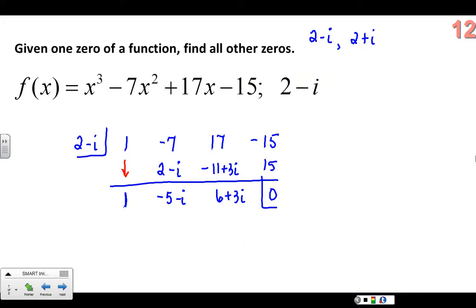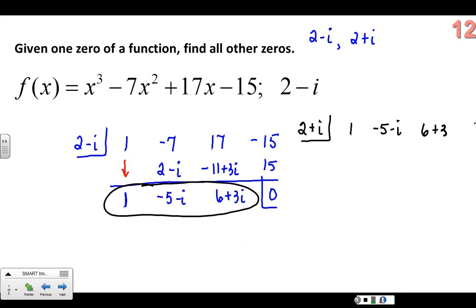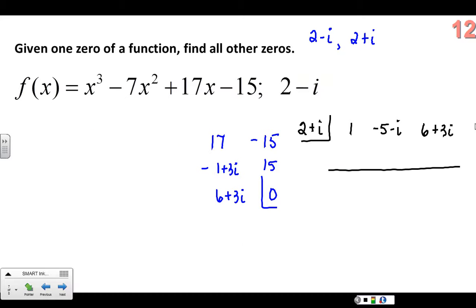So now my polynomial, or my equation, has been diminished. So now I don't have to divide into the other. Again, I can divide into this more diminished equation. So I'm going to do 2 plus i. Let me write this out over here to the side. 2 plus i. We're going to divide that into 1, negative 5 minus i, and 6 plus 3i. Okay, so let me erase this information right here so we can use the space to work our stuff out.